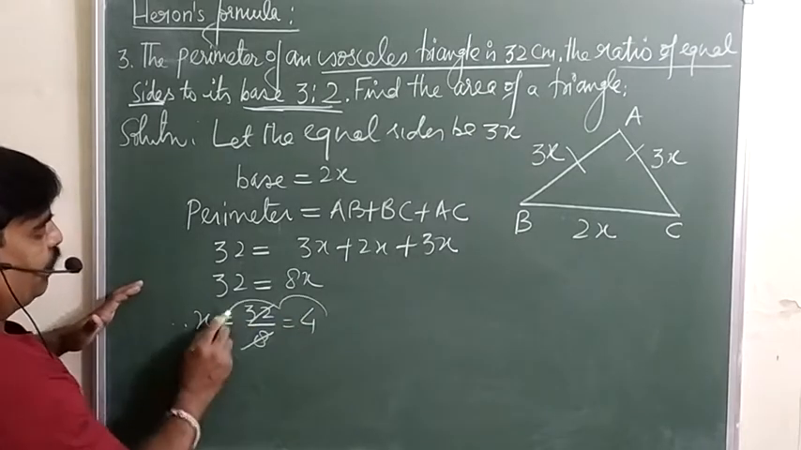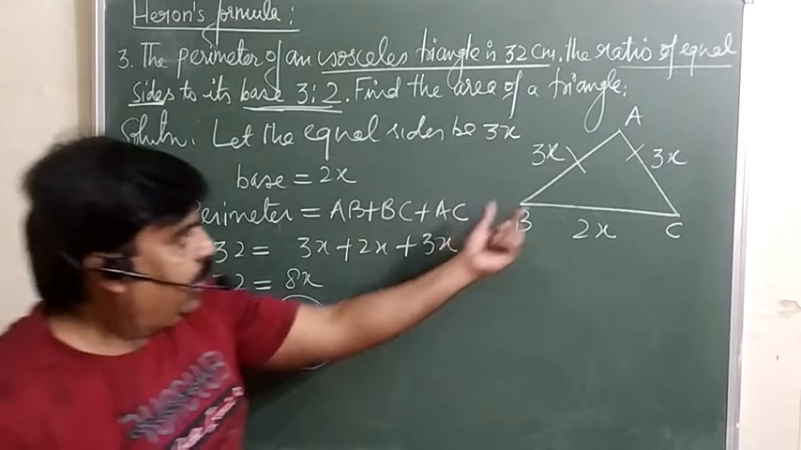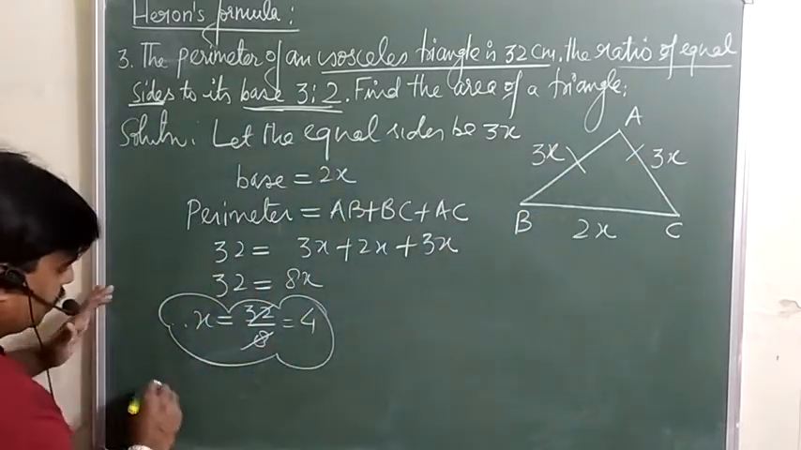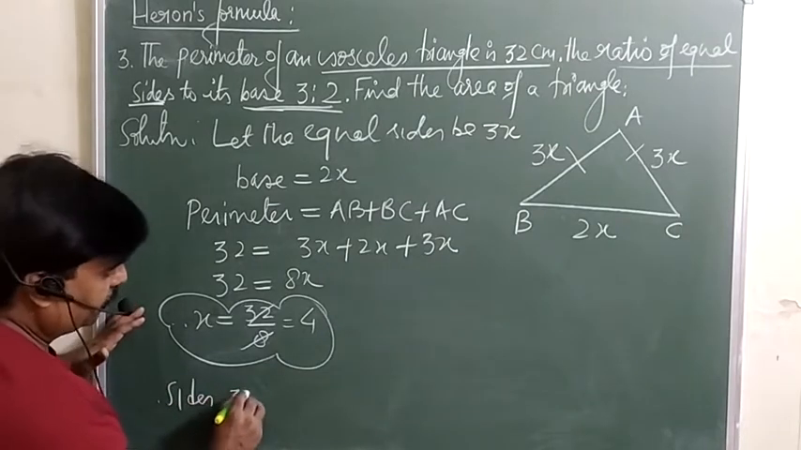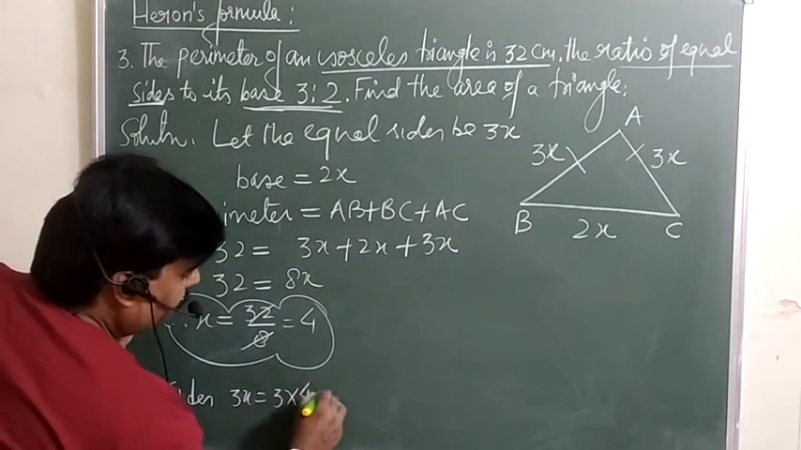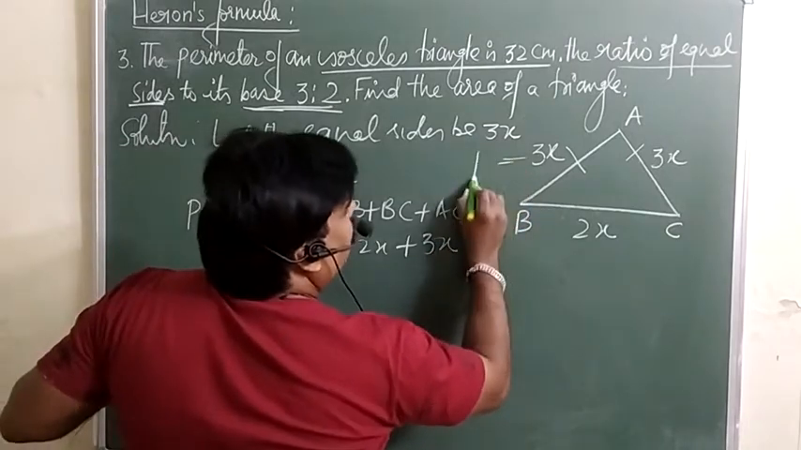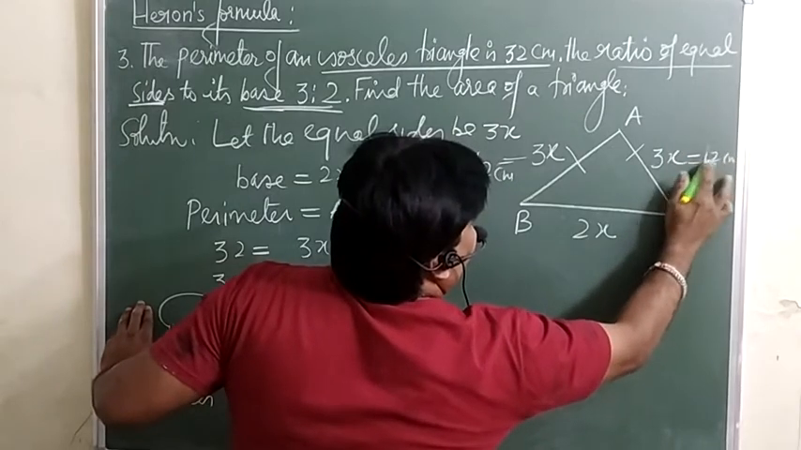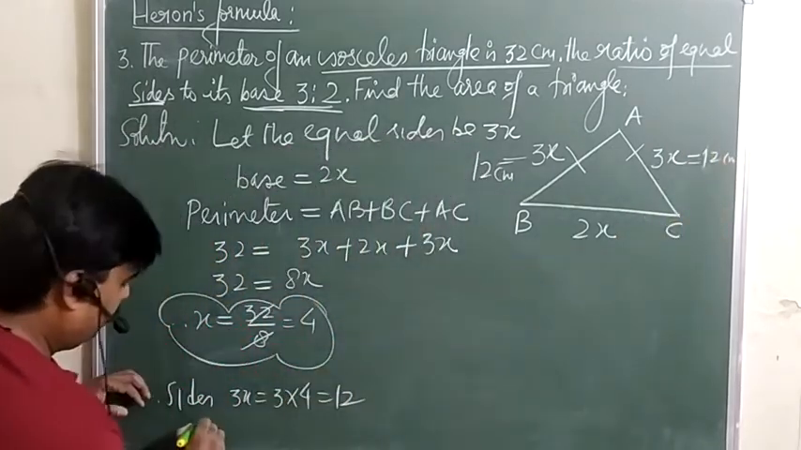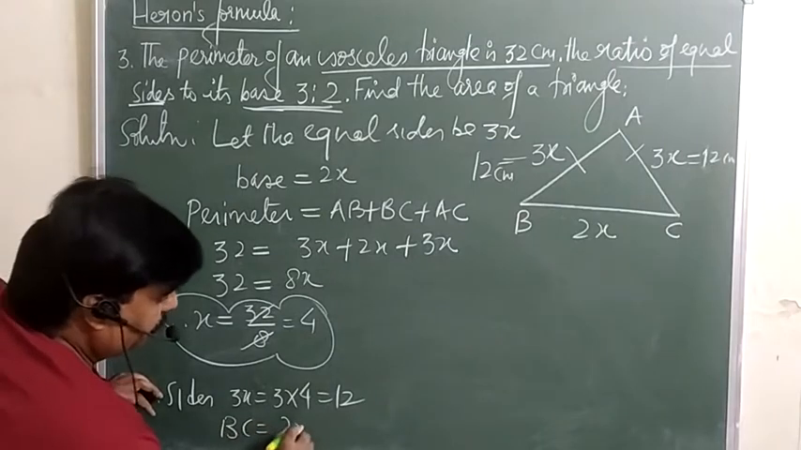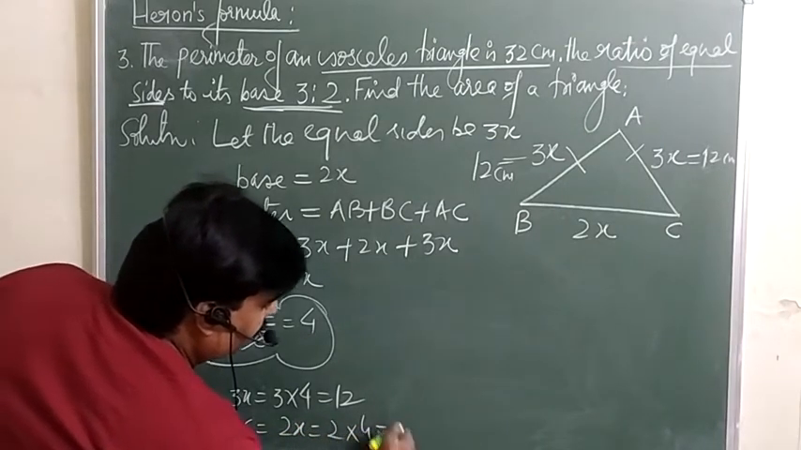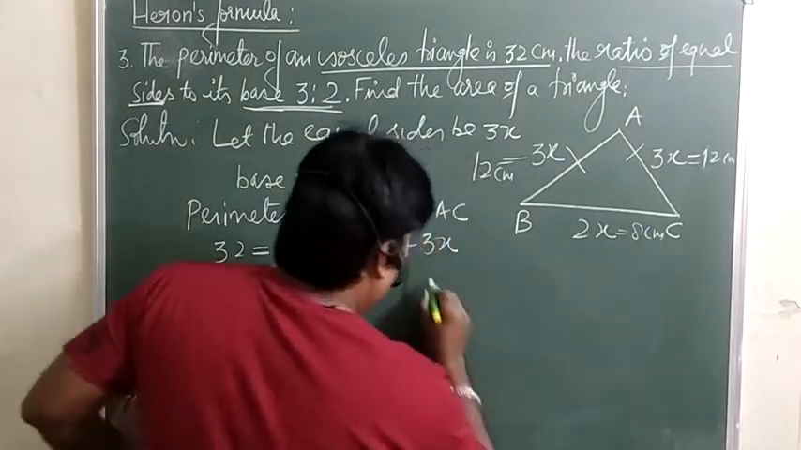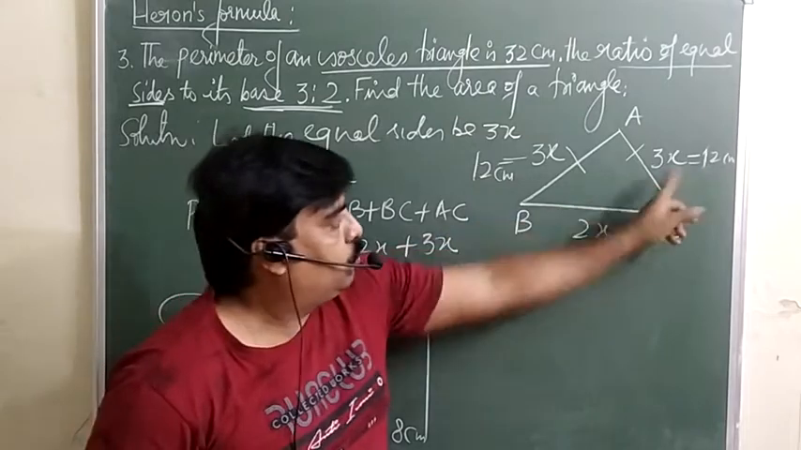So you know the value of x. You can put the value of x here and you will get the sides. 3x means 3 into 4, that is 12. So this side is 12 centimeter, and this is also 12 centimeter. And this BC side is 2x, that is 2 into 4, that is 8 centimeter. Now you know the sides are 12, 12 and 8.